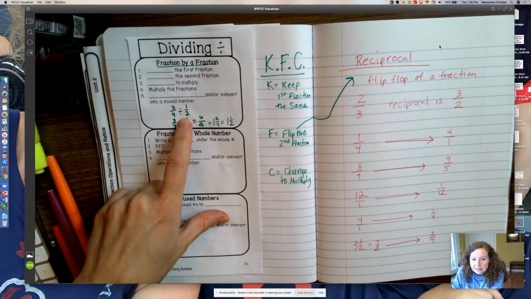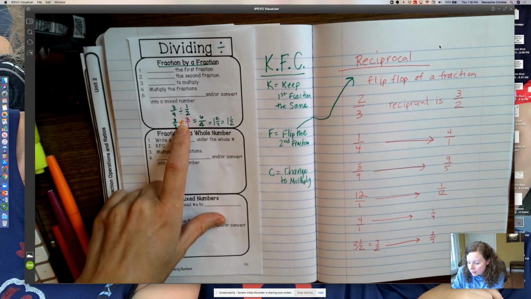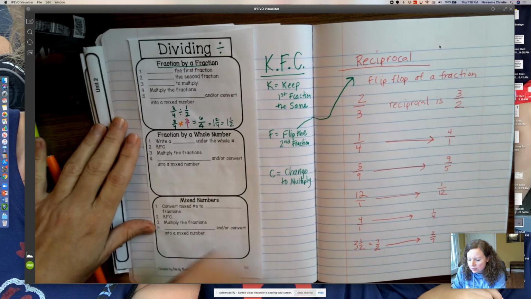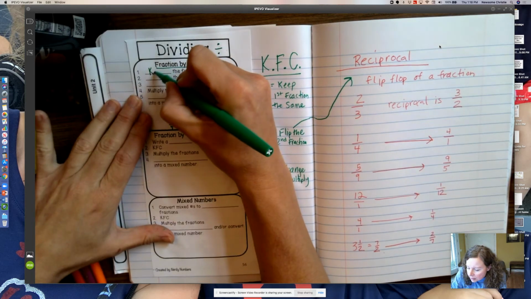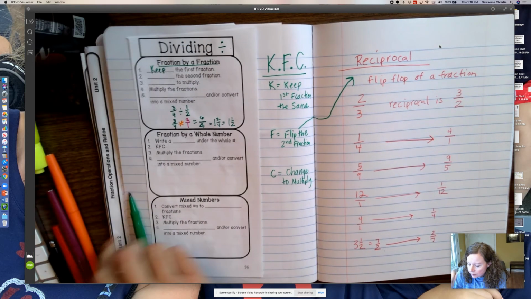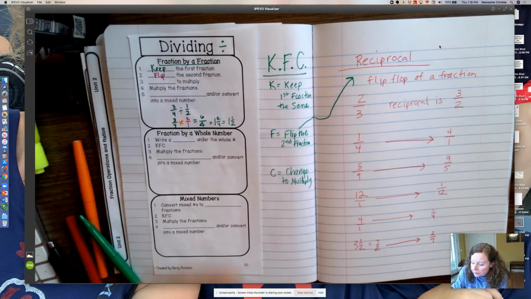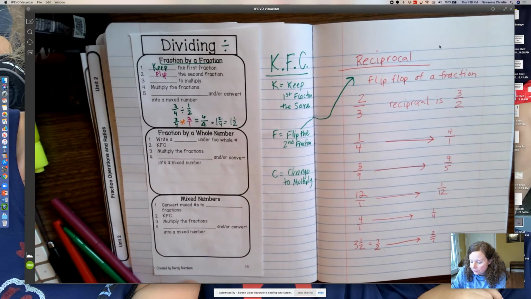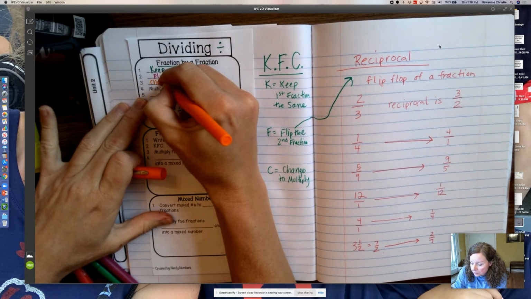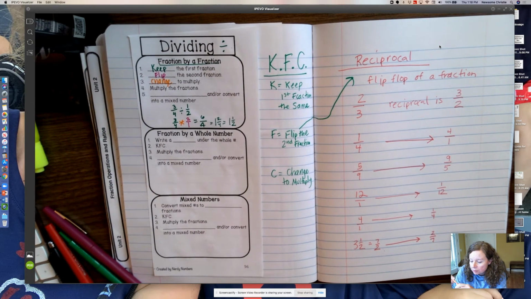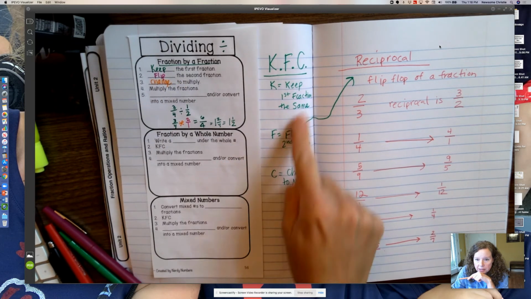And you'll see that that's the part I changed. I flipped the second one and changed to multiply. And that's kind of what these words up here fill in. So you keep the first fraction, you flip the second fraction, and then you change it to multiply. Keep, flip, change. Keep, flip, change.